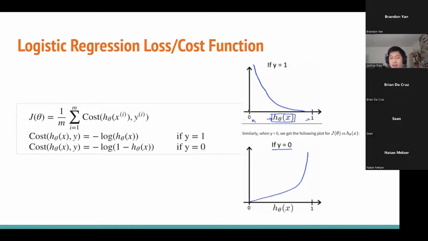But we can't just use one graph, because let's say y is equal to 0 and we use the first graph. This does not become valid, since if our hypothesis gives us 0, then our cost function is really high, which doesn't make sense, since we want to reward our algorithm for giving us the right value. So this is why we have another graph here, for when y equals 0, with the function negative log of 1 minus the hypothesis. And this makes sense now.